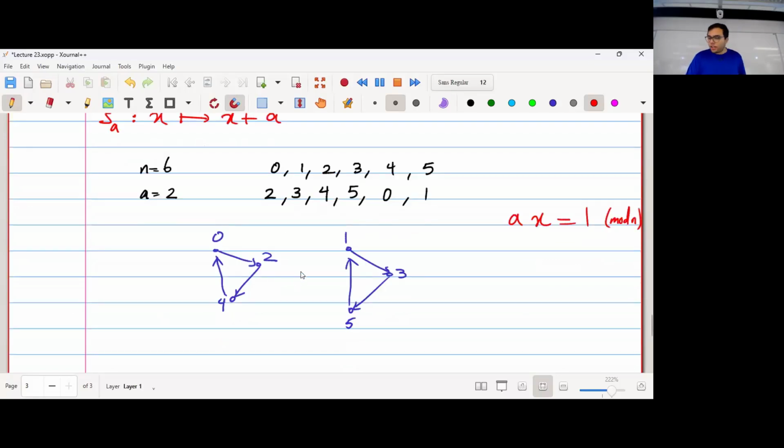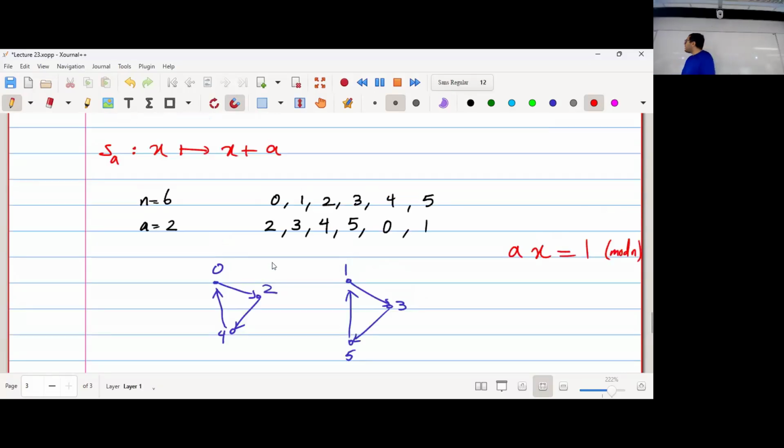In this case, 0 and 1 are not in the same cycle, right? So the first cycle, this one, is the cycle of all multiples of 2. And since 1 is not in this cycle, 1 is not a multiple of 2. So there's no x such that ax is equal to 1, 2x is equal to 1 modulo 6. Okay. Great. But now we can talk about the structure of these cycles.